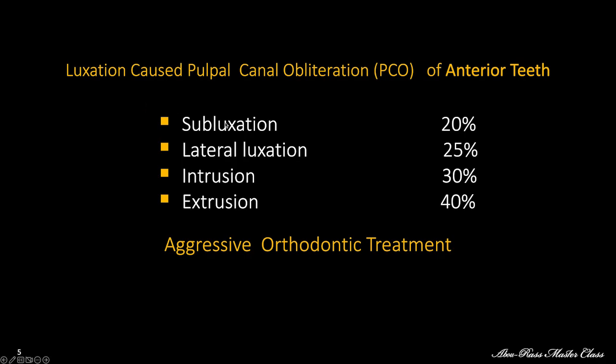And whether it is subluxation, lateral displacement, intrusion, or extrusion, the result is gradual atrophy of the pulp and gradual apposition of calcium and other minerals. A second reason or cause of anterior teeth calcification is aggressive orthodontic treatment.